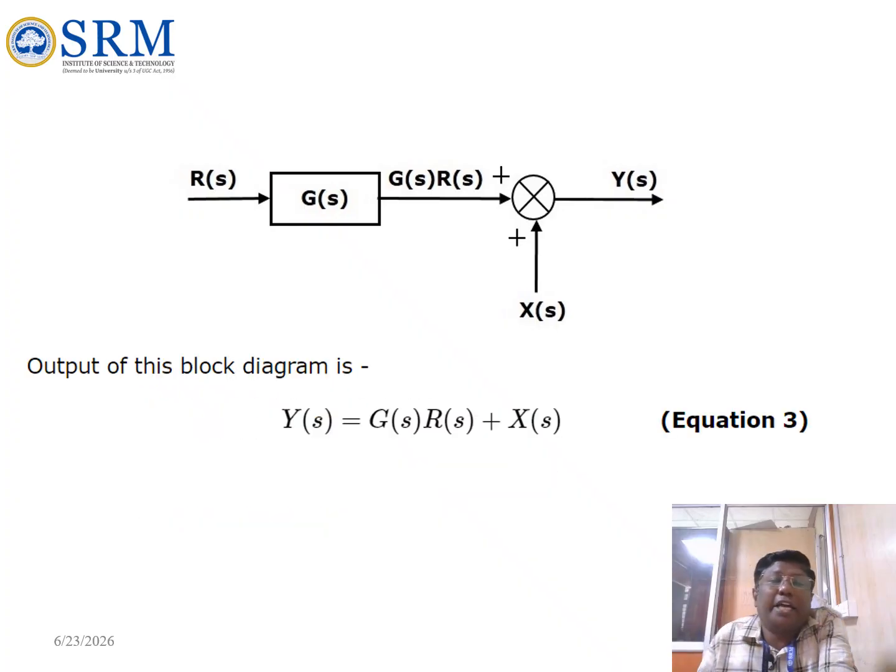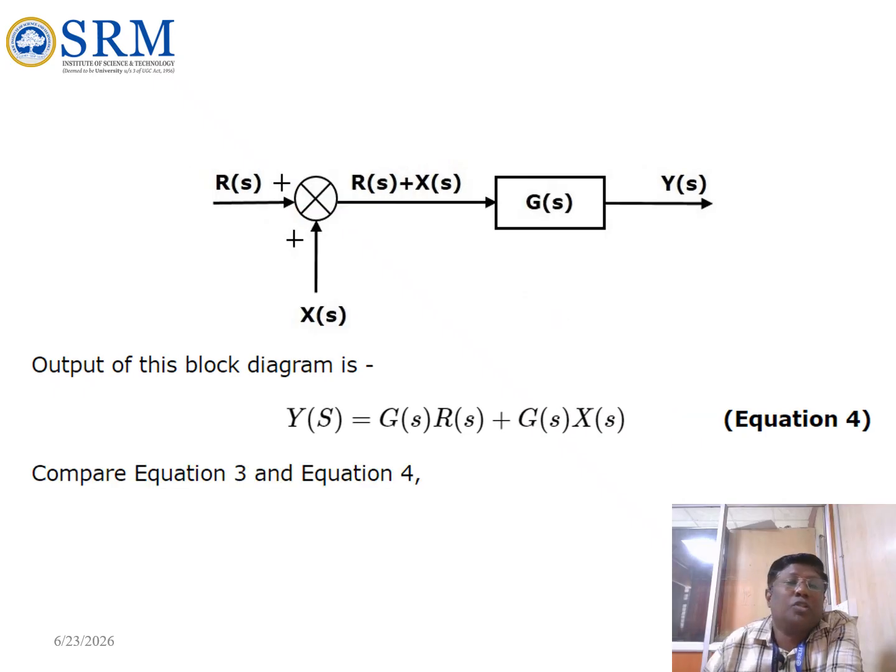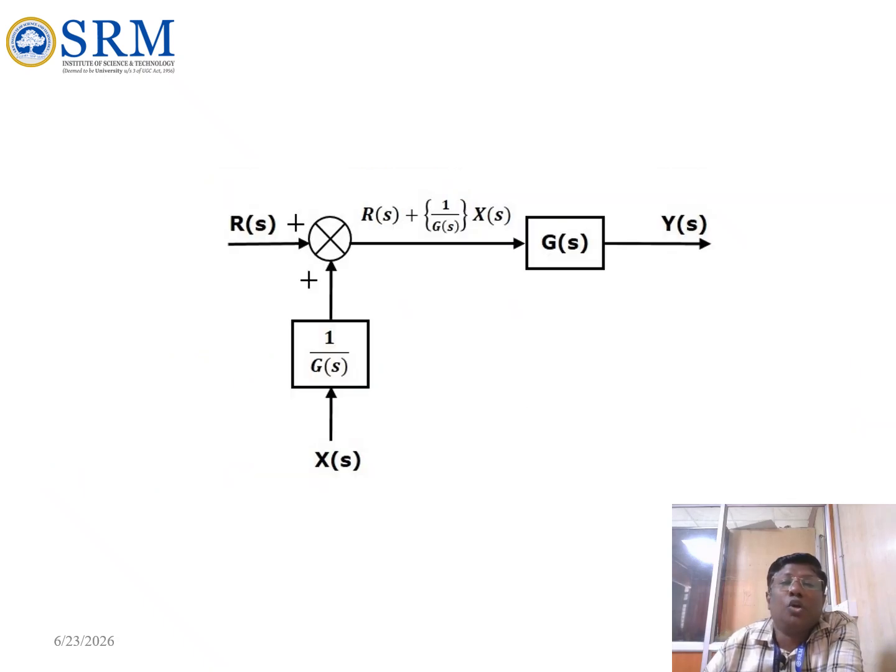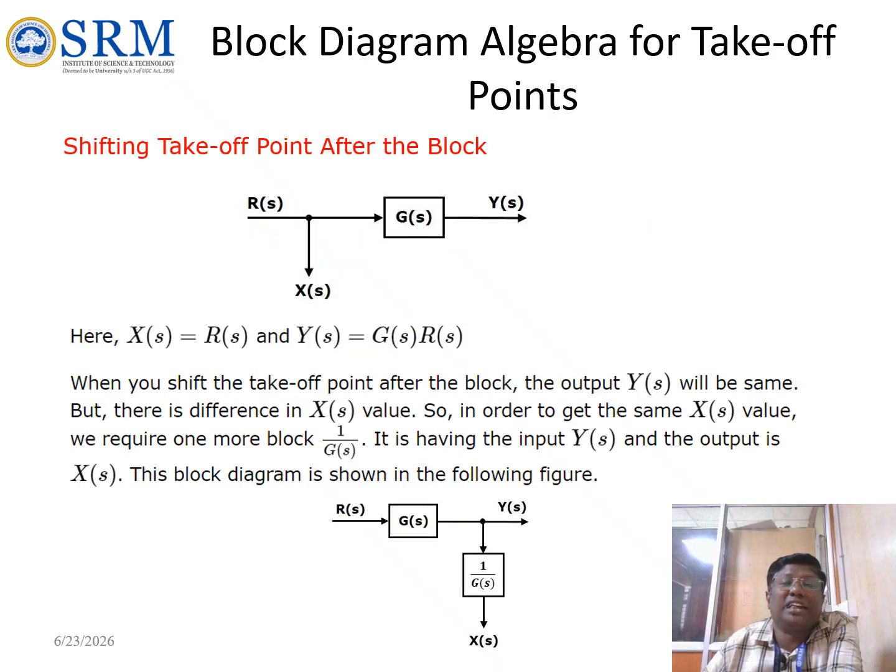And the output block diagram, Y(s) equal to the final one, what we will be getting is the equation with G(s) into R(s) plus X(s). So the output block diagram, this is the input, equation 1, G(s), and comparing equations 3 and 4, the final one, we will be getting the block diagram after shifting it. So the same output you will be getting in Y(s).